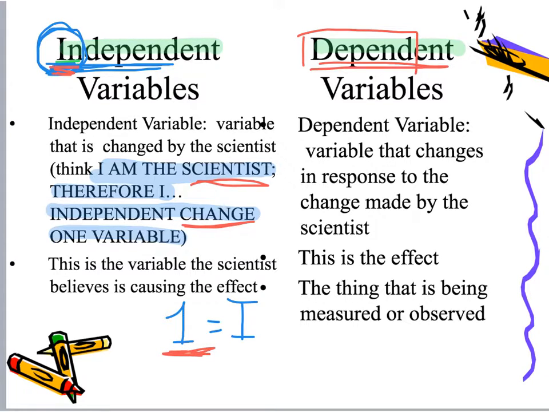Why? Because it's a controlled experiment. We only want to change one thing because we want to know what is the one thing that is causing the effect, the dependent variable, that thing that we are measuring or observing. Okay, so remember, the dependent variable is the thing that's being measured or the thing that's being observed.